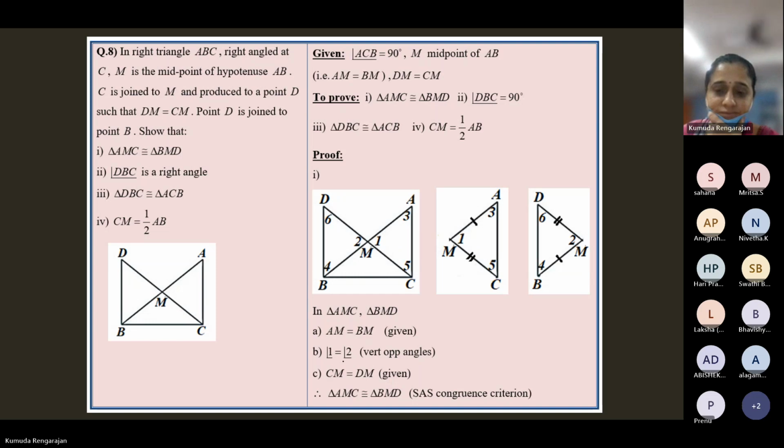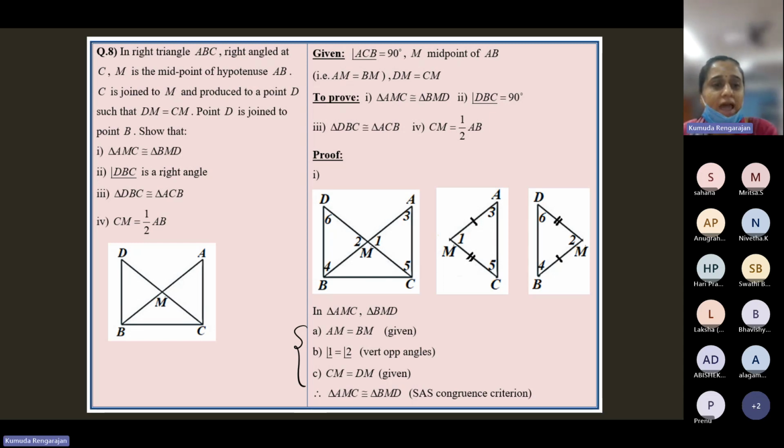So that's what you see here. I'll share the slides with you later. You can copy down by the next class tomorrow. What I just told you is what is here, children. The two triangles are congruent by SAS congruence criteria.